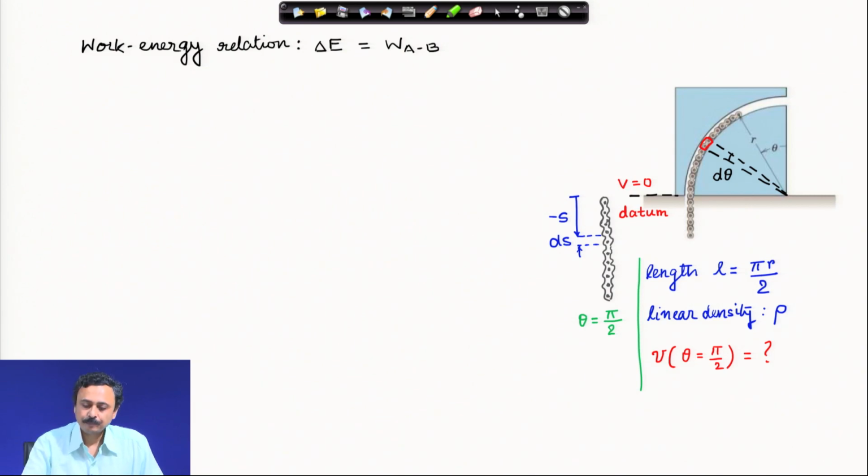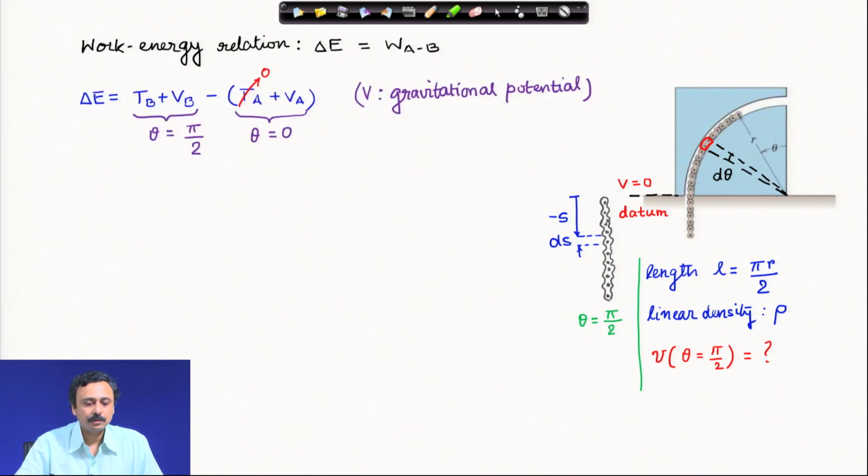For that, let us look first at the total mechanical energy. The change in the total mechanical energy is the total mechanical energy at B minus the total mechanical energy at A, which I have written out. Here the potential is due to gravity, and that is the only force which does the work.